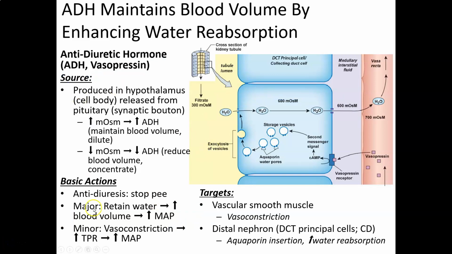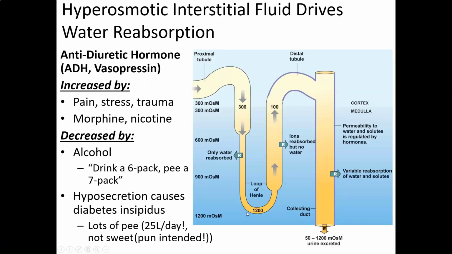Okay, so the first one is known as ADH. There are a few other things that we can mention about antidiuretic hormone, ADH. It is increased by pain, stress, and trauma. Also morphine, nicotine, and other drugs will also increase the secretion of antidiuretic hormone. Interestingly, it's decreased by alcohol consumption.